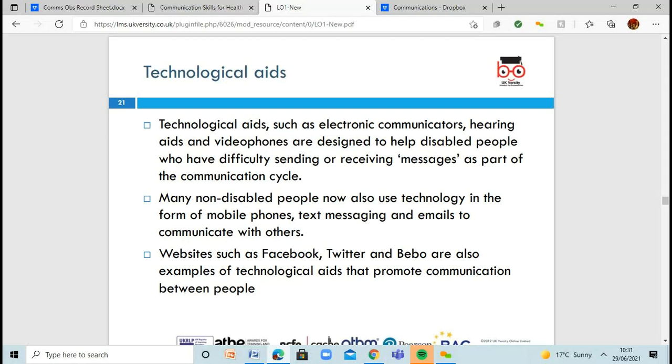Then we've got technological aids. So these are things like communicating systems. So you've got your text messages, your emails, and so on. With that, you've got websites like Facebook, Twitter, Instagram. So all of these are technological aids that you can actually use to communicate with other people.